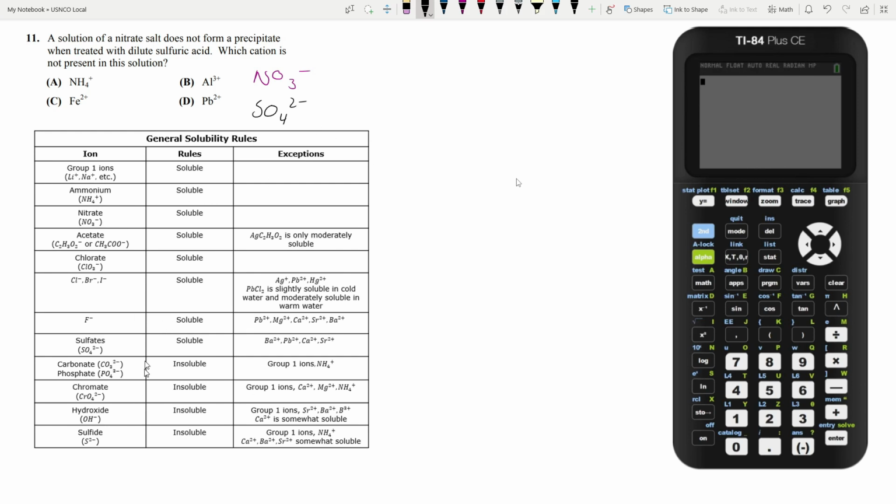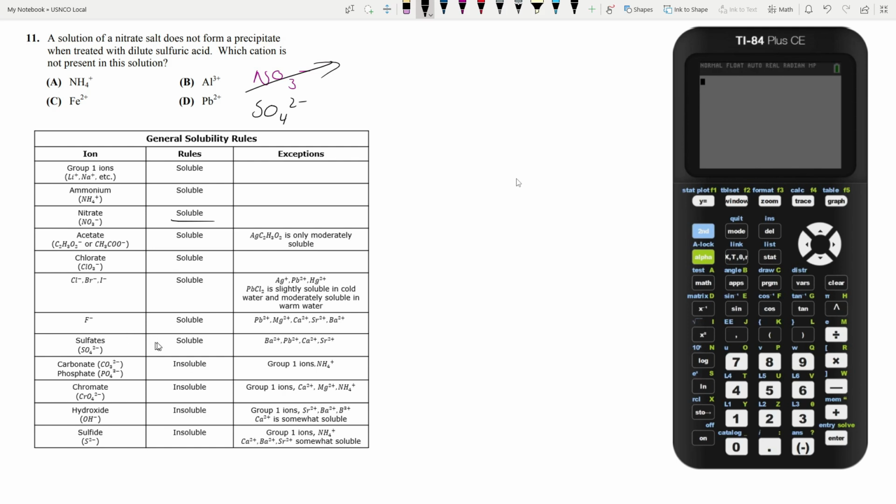So let's look at our solubility rules for these. By the way, this chart is one I made with a lot of the exceptions that come up on the USNCO. I'll leave a link in the description if you want to download it, but this should be very helpful for you if you're dealing with solubility rules. So let's go back to solubility for nitrate. Nitrate is always soluble, so we don't really have to worry about that.